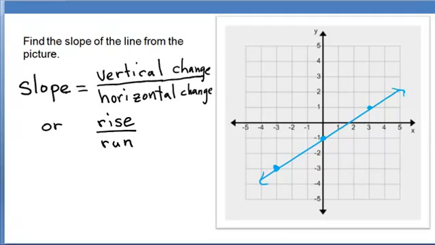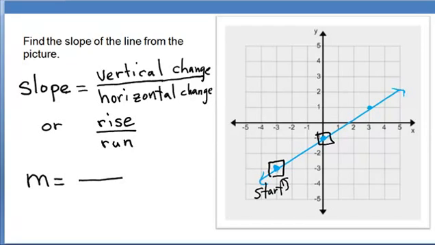Remember, our slope is our vertical change compared to our horizontal change, or the rise over the run. And we'll use the letter M to stand for slope. And we're going to pick 2 points on our line. So I'm going to pick this one and this one. And I'm going to start here first and move to the other point.